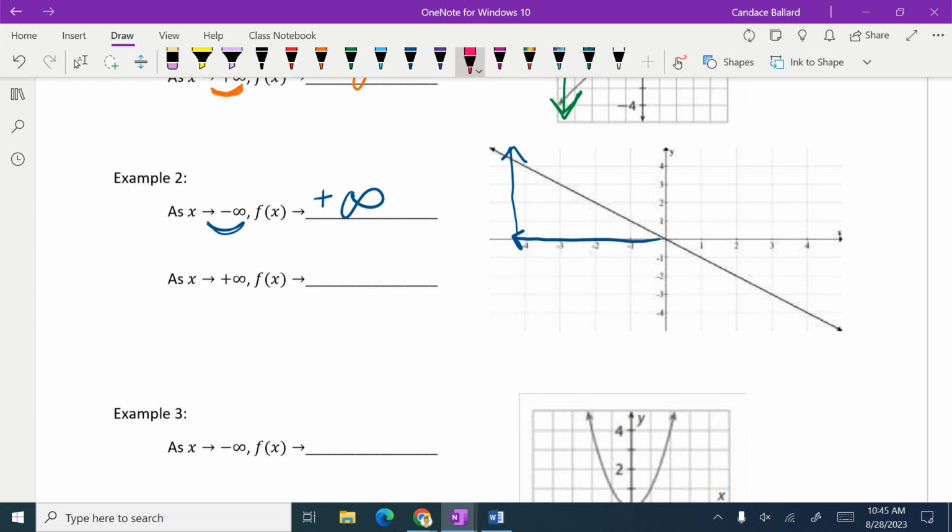As we are going to the right, towards positive infinity, what's going on with the y? Down, down, down, down, down. What does that mean? Negative infinity.